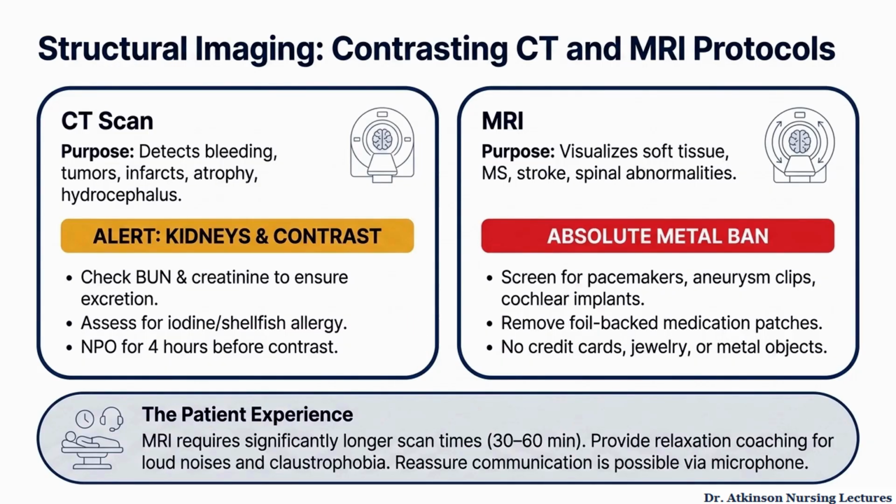MRI provides much greater soft tissue detail and is especially useful for tumors, stroke evaluation, multiple sclerosis, and spinal abnormalities. The major nursing priority with MRI is metal screening. Patients must be assessed for pacemakers, aneurysm clips, cochlear implants, metallic patches, or any implanted metal objects before entering the MRI environment.